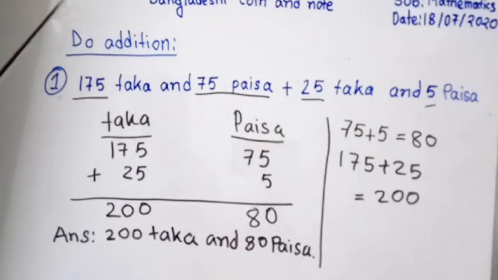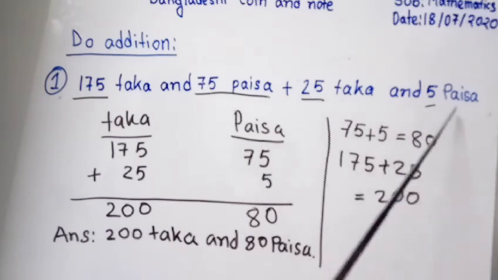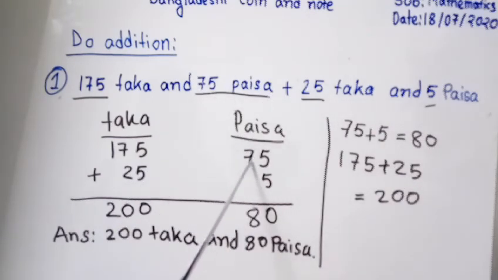Let's see again. First, I have separated paisa, 75 paisa and 5 paisa, and I have added 75 paisa and 5 paisa. As usual, we get 80, means 80 paisa, and taka, 200 taka. Answer is 200 taka and 80 paisa.